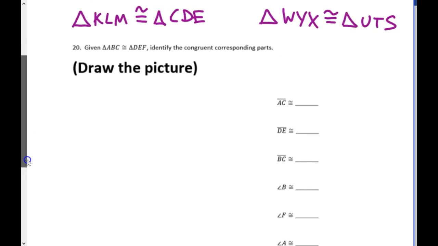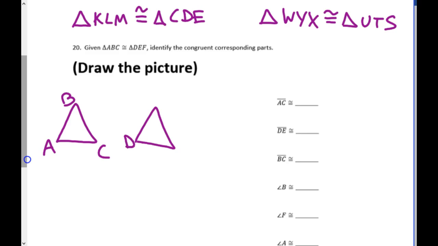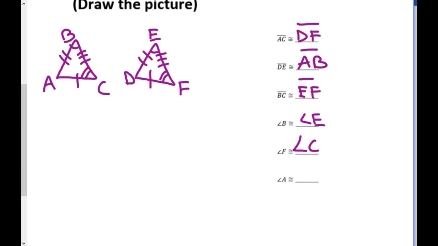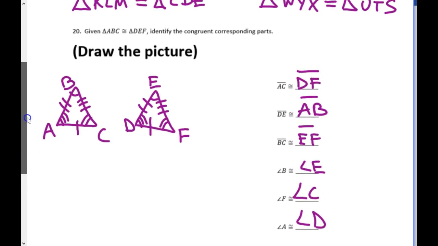Alright, last but not least. Now you don't have to draw the picture, you can just match things up. But if I made a triangle A, B, C, and then add D, E, F, AC matches DF. DE matches AB. BC matches EF. Angle B matches angle E. Angle F matches angle C. And angle A matches angle D. And that'll do for the review.